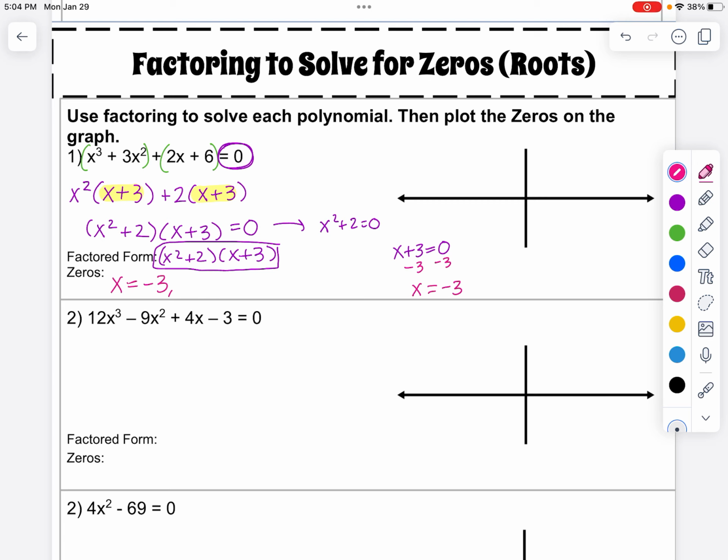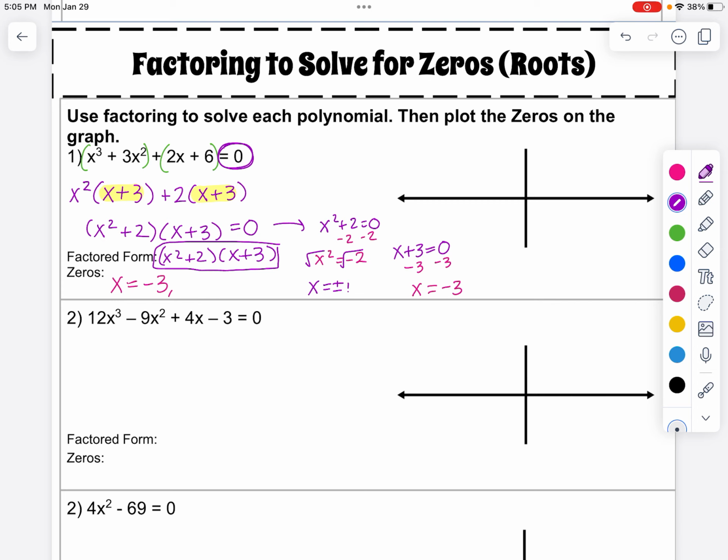Now for the other one, I'm going to subtract 2 over, and I have x squared equals -2. Now this is an x squared problem. How would I continue to solve this to get rid of the squared? I would have to use the square root. So I'm going to square root both sides. I get x equals plus or minus the square root of -2.